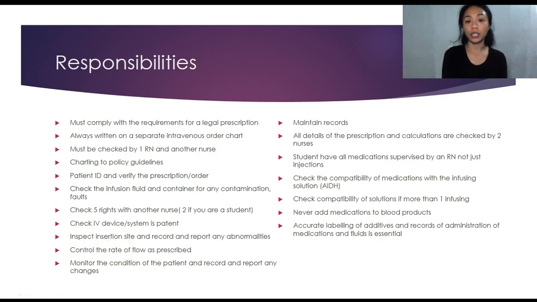The fluid order chart is for large amounts of fluid, and occasionally when they're having additives to those fluids, but it's not specifically for IV medications. That is for the medication chart. You need parenteral route administration medications to be checked by another nurse. Just look out for either paper-based prescriptions of fluids and medications as opposed to EMR. So if you're using EMR, there might be e-fluids and e-meds for that.